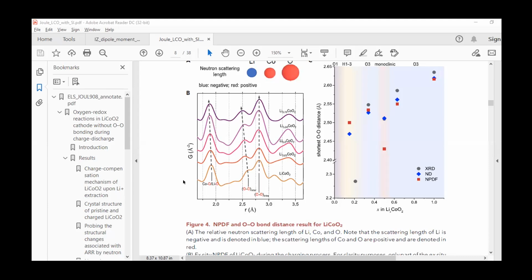So this is a paper we previously published. I think it's worthwhile for you to know we have been working for a while on the neutron PDF. I like this technique because it gives a very direct visualization of the oxygen bond. So why do we care about oxygen? Because we are interested in the oxygen redox.